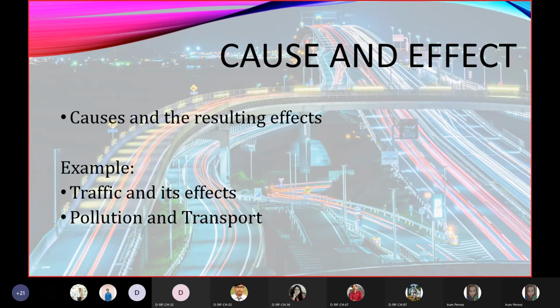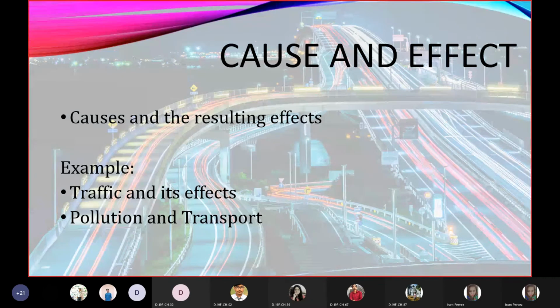So in traffic and its effects, see, in descriptive, we have the term transport, and then in sequence, history of transport, and then in comparison and contrast, new and old methods of transport. When we are to write cause and effect, definitely we won't be writing history of transport. We won't be writing new and old methods of transport. So we have traffic and its effects. Definitely, these two terms are related to transport. So in this, we would be writing causes of traffic and its effects on our normal life or day-to-day life.